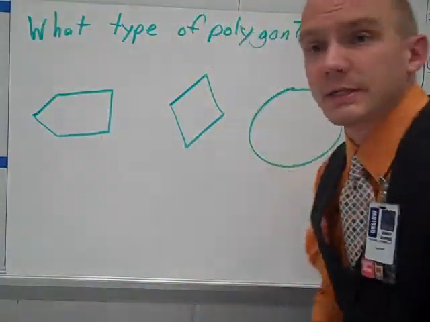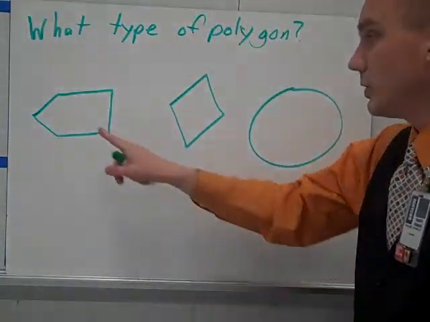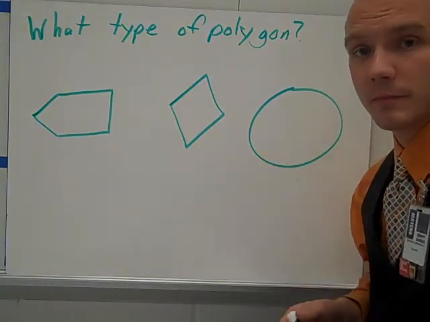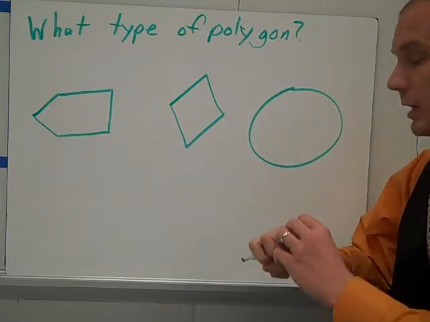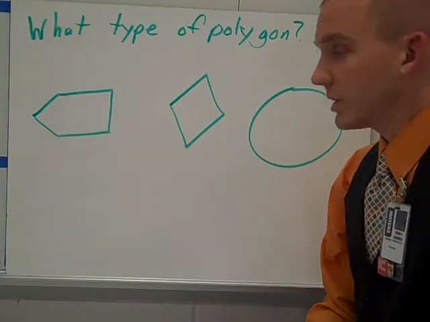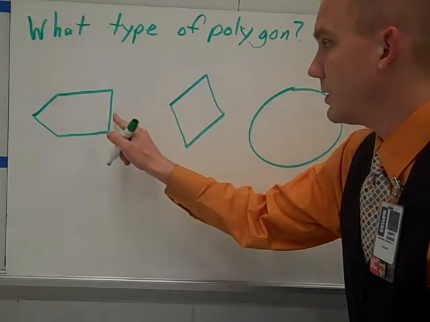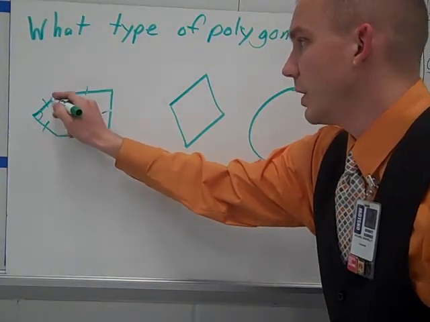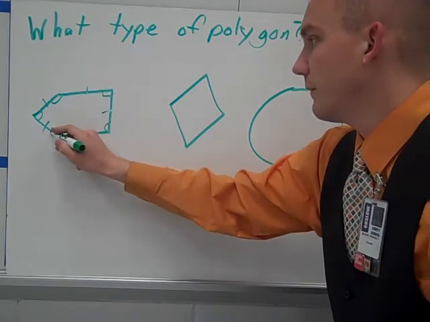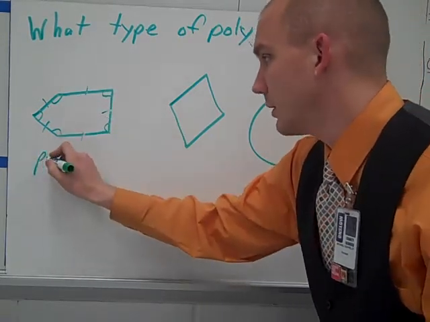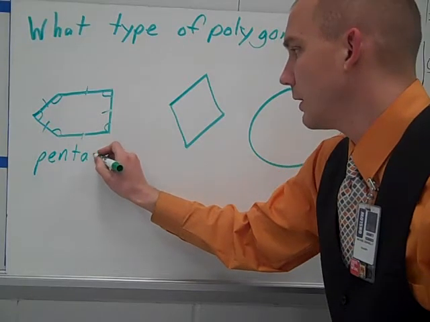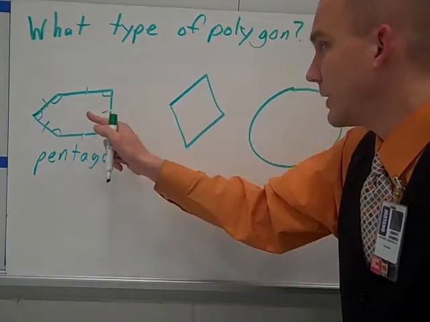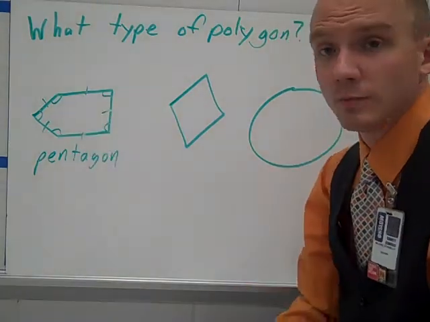Alright, let's practice. What type of polygon? Look at these 3 shapes, pause the video, write down what you think. This first one, what type of polygon is that? Well, 1, 2, 3, 4, 5 sides, 1, 2, 3, 4, 5 angles. Oh, that's a pentagon. Pentagon, 5 sides, 5 angles. It's not regular though, because all the angles and sides aren't equal.